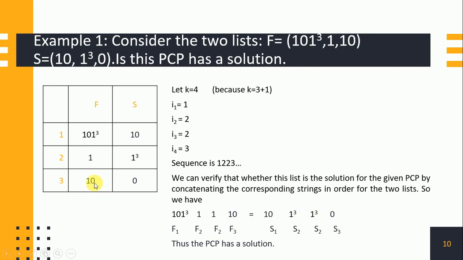And finally i4 is equal to 3. That is, this third domino will be used, right? So we have 1, 2, 3 and 4. That is the reason we have used k equal to 4. That is, at the value of k you will find the same sequence of strings at the left hand side and right hand side. So thus this PCP has a solution.